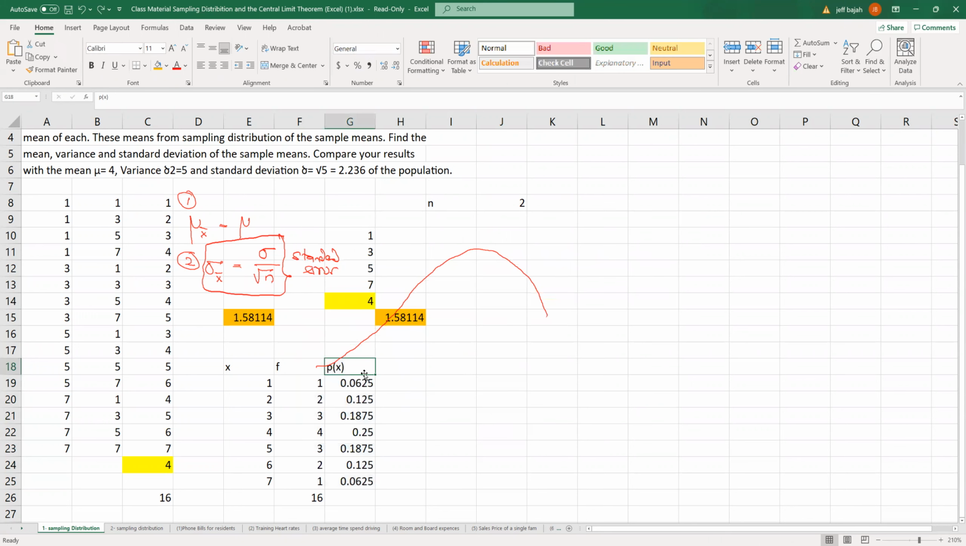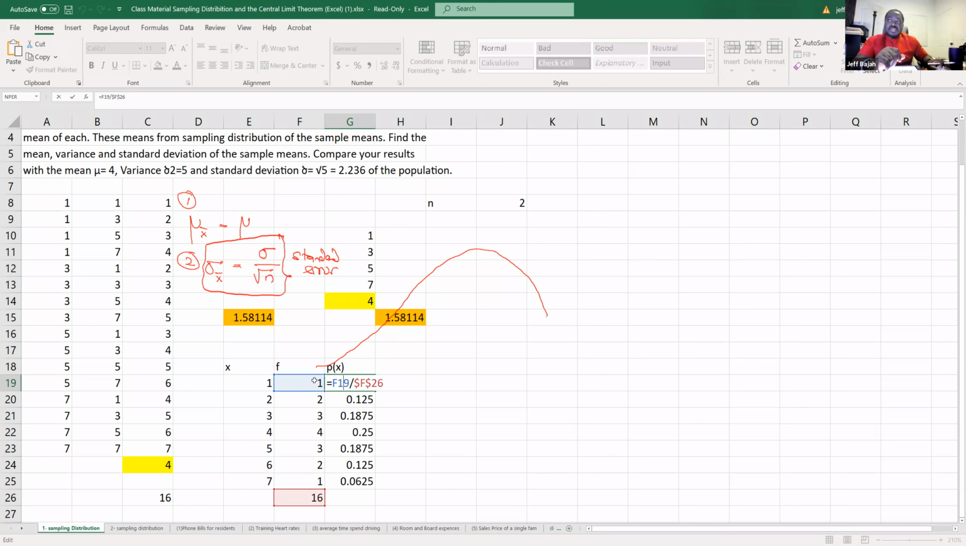Okay. Yeah, Professor, how'd you get PX again? Oh, just the normal way we do it. So we just do your frequency divided by your total frequencies. Oh, okay. Yeah, so we'll just do that. Remember, we did probability distribution a couple of weeks ago.